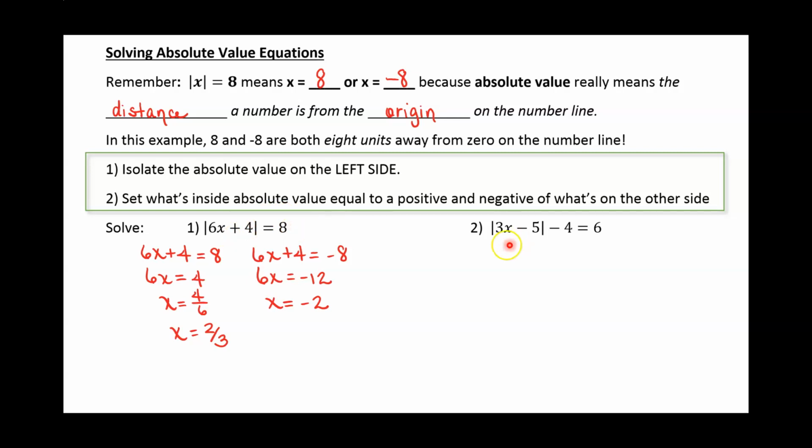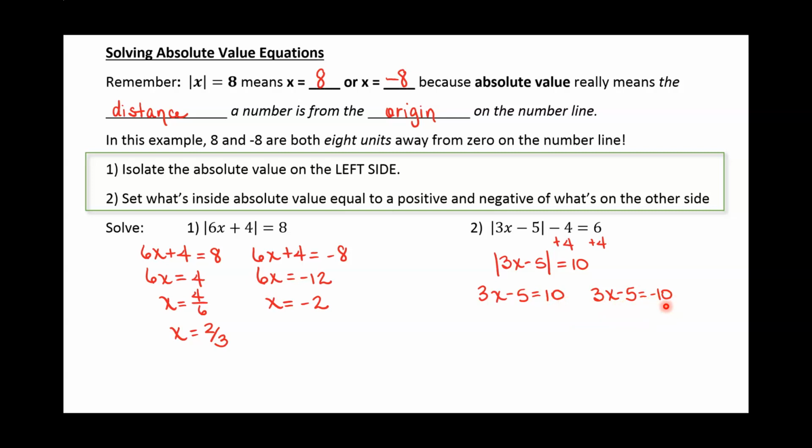All right, let's look at another one of those. Let's get the absolute value alone on one side. So let's add that 4 to both sides. Then we're going to take what's inside the absolute value and set it equal to a positive and a negative of what's on the other side.